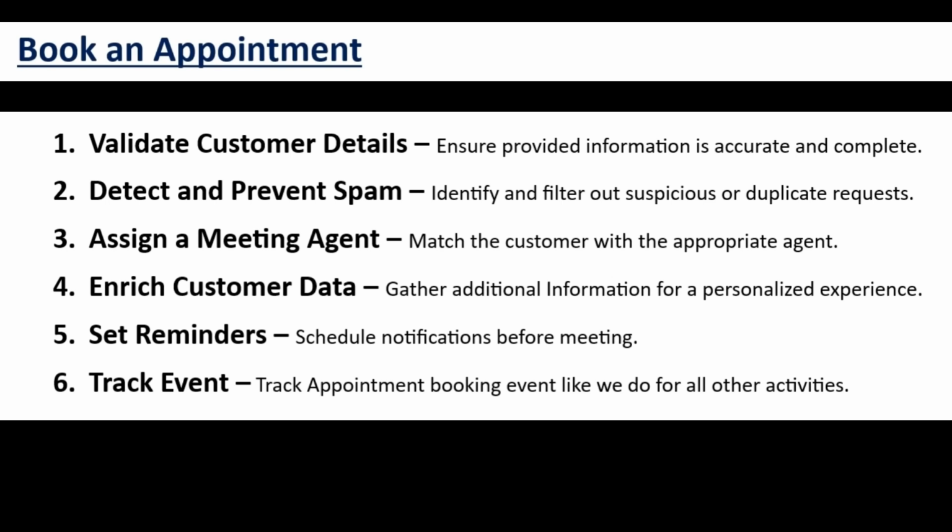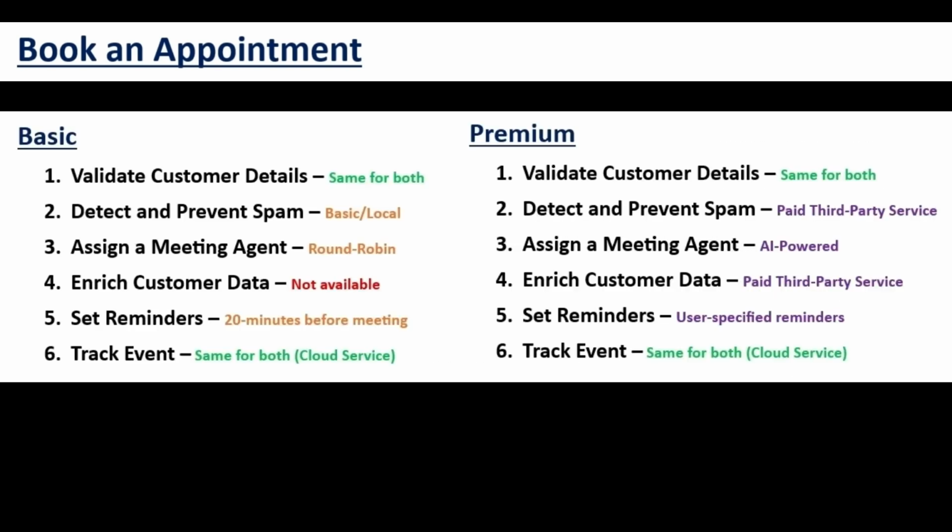Now, there are two variants of this appointment booking functionality. We have a basic version and a premium version. The basic version looks like this. It validates customer details. It has basic support for detecting spam requests. It assigns a meeting agent using the round-robin algorithm. It doesn't offer data enrichment functionality. It sends a reminder 10 minutes before the meeting, and it tracks events.